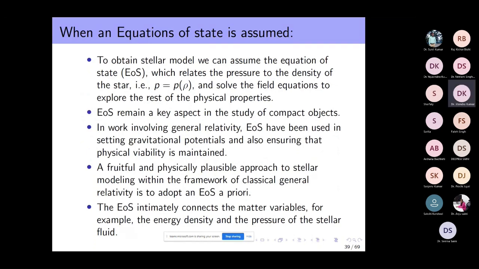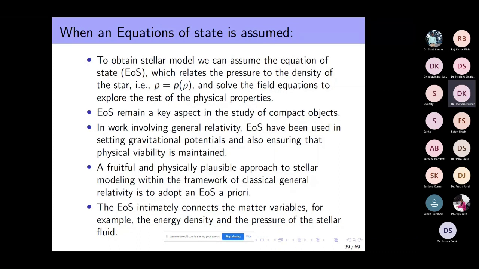Now, in the second approach, we can assume the equation of state. Equation of state means a relation between pressure and density. So this relation is known as the equation of state. To obtain the stellar model, we can assume the equation of state, which relates the pressure to the density of the star, that is P equal to P of rho, and solve the field equations to explore the rest of the physical properties.